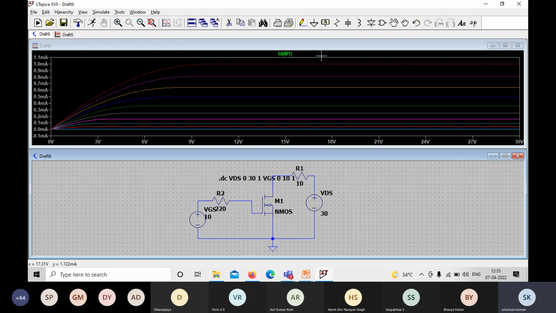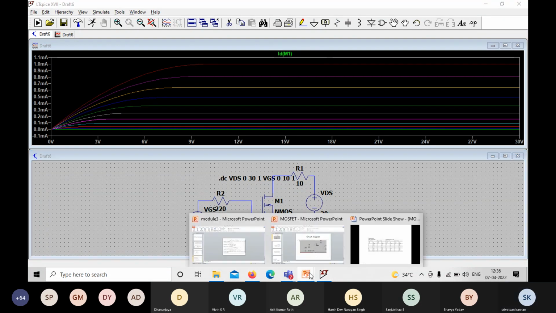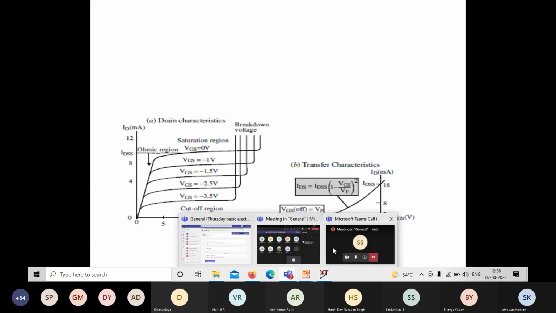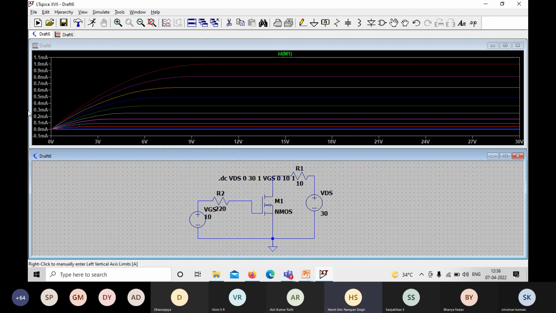Is this drain characteristics or transfer characteristics? Could you see the graph? Yes or no? Yes, sir.